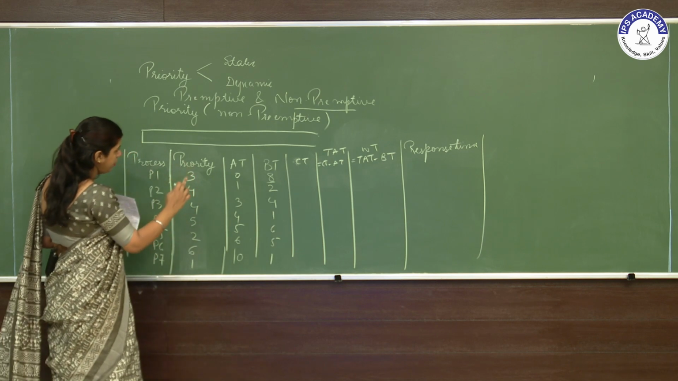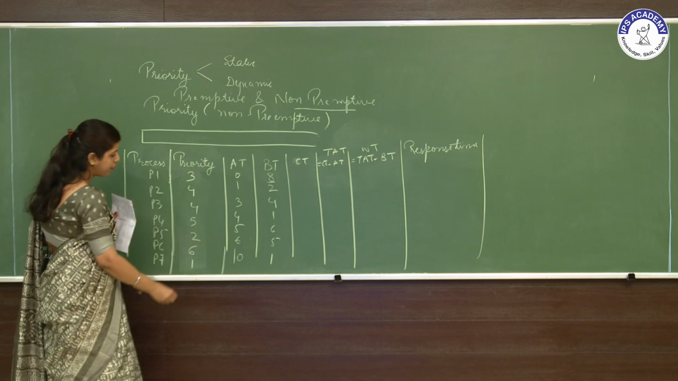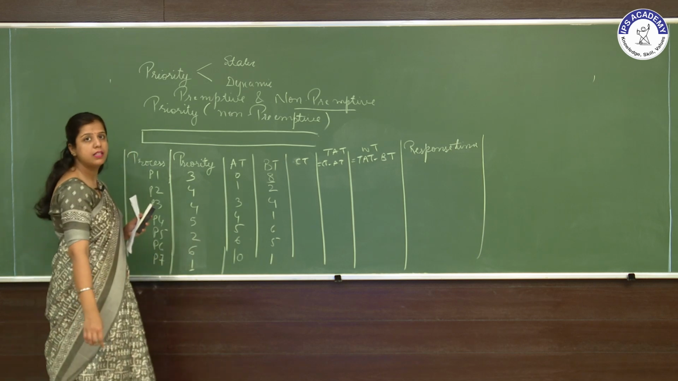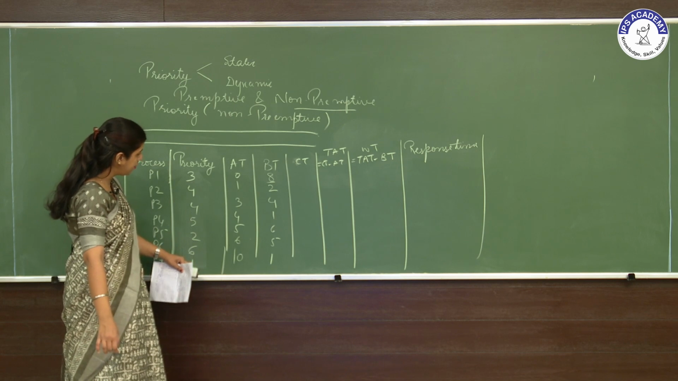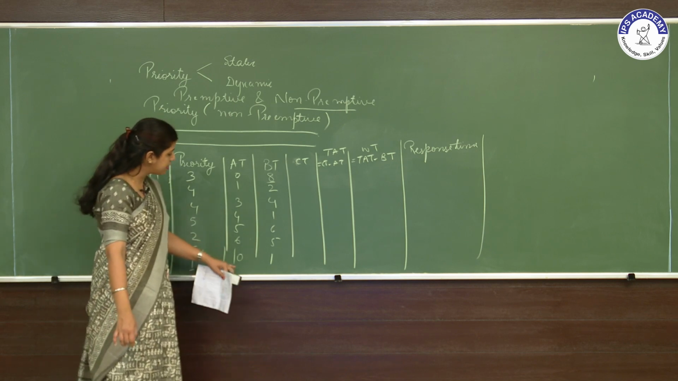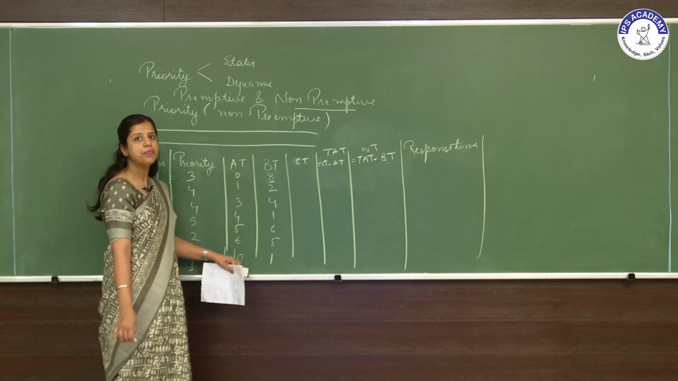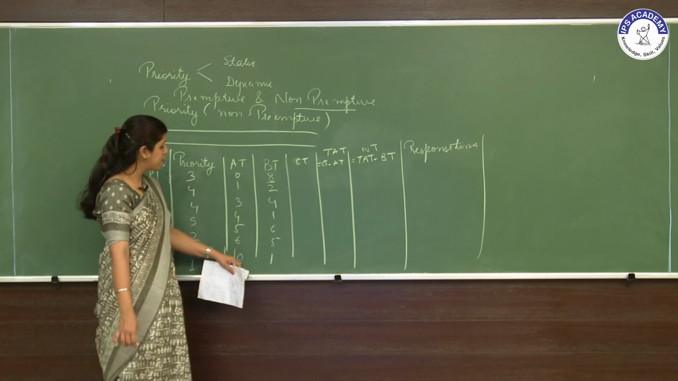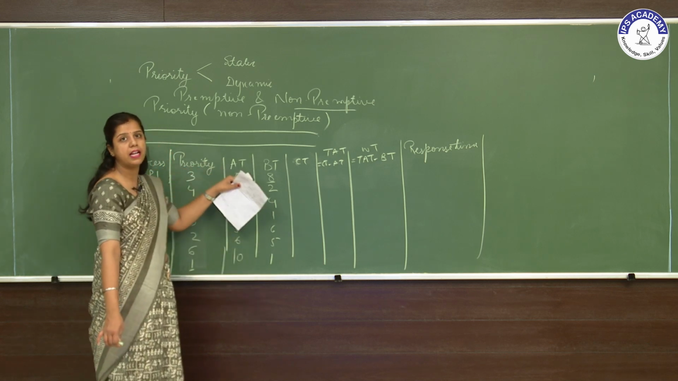So first of all, check the process having the highest priority. P7 has the highest priority, since the lesser the number, the higher the priority. But its arrival time is 10 units of time, and the CPU cannot remain idle until 10. So we will check both points, priority and arrival time.